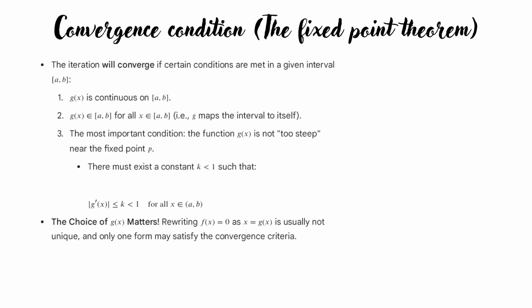There must exist a constant k less than 1 such that the absolute value of g'(x) is less than or equal to k, which is less than 1, for all x in [a, b]. The choice of g(x) matters. Rewriting f(x) = 0 as x = g(x) is usually not unique, and only one form may satisfy the convergence criteria.